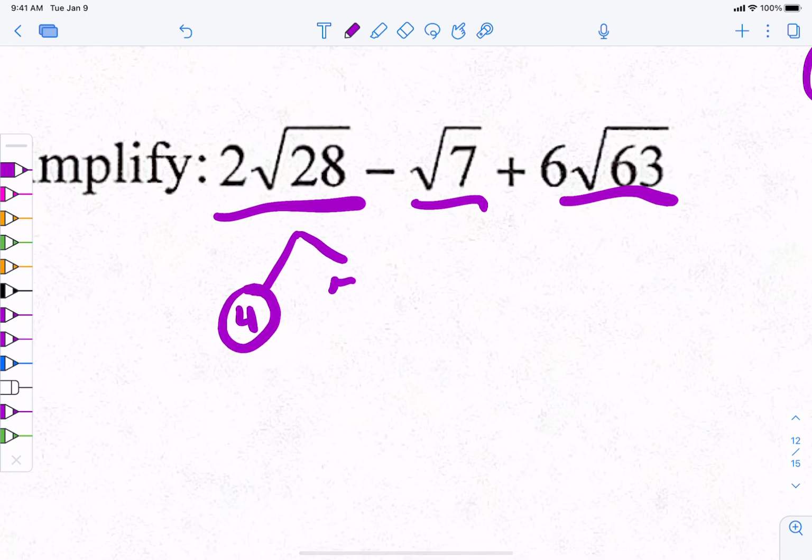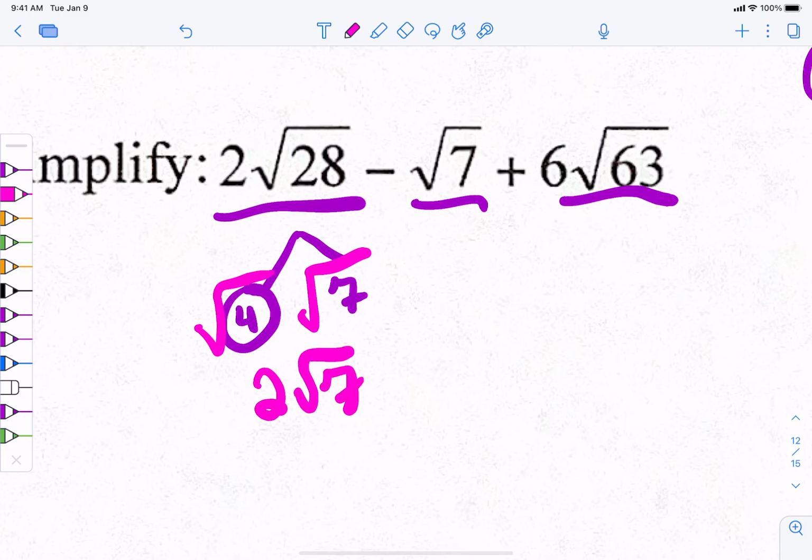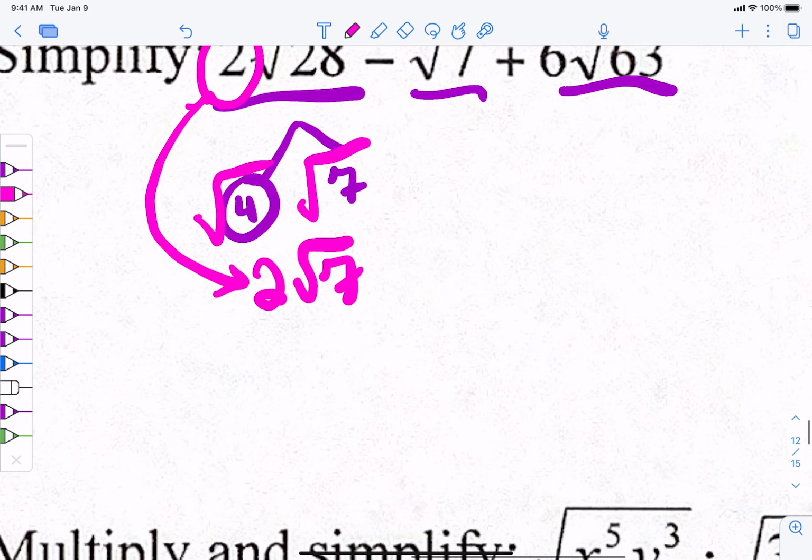4 and 7. So the square root of 4 is 2. The square root of 7 just stays, except there's already a 2 out in front. So you just combine it into 4. You combine the 2 and the 2, and that makes 4 square roots of 7. Okay?